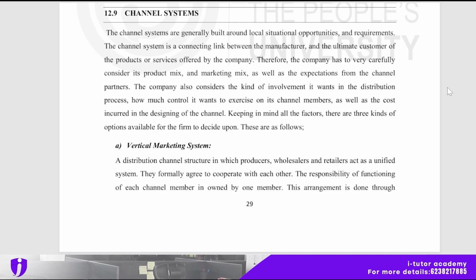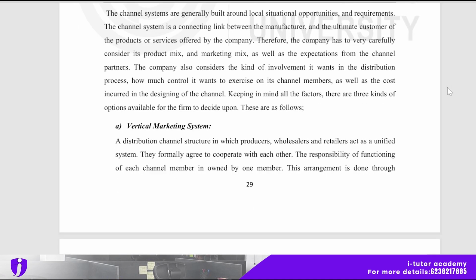The channel systems are generally built around local situational opportunities and requirements. The channel system is the connecting link between the manufacturer and the ultimate customer of the product or service offered by the company. Therefore, the company has to very carefully consider its product mix and marketing mix as well as expectations from the channel partners. The company also considers the kind of involvement it wants in the distribution process, how much control it wants to exercise on its channel members, as well as the cost incurred in designing the channel.